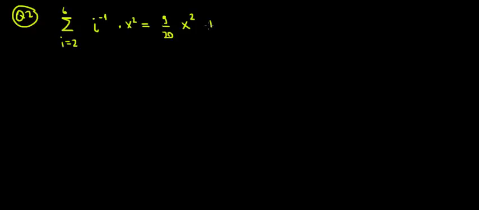In question 2 we have an equation. Let's write it down. So question 2, we're going to use some summation here. We have the sum from i equals 2 until 6 of i to the power of minus 1 times x squared equals 9 over 20 x to the power of 2 plus the sum from i equals 1 until 5 of x to the power of absolute value of i minus 3.